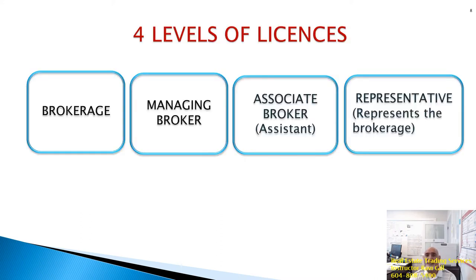Okay, 4 levels of licenses, okay? You're going for the lowest level, which is called the rep or the realtor, but there are 3 other levels of licenses. The highest level is the brokerage, and the managing broker is a person who looks after the brokerage, and the managing broker also looks after the rep, and maybe even the associate broker. Associate broker is just a person who has the same license as a managing broker, but is an assistant and is not liable for the reps or the brokerage.